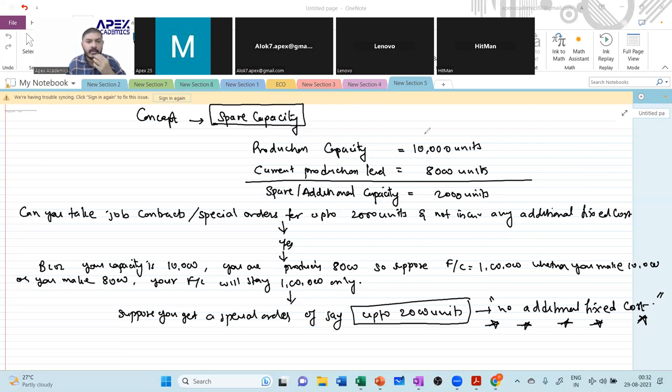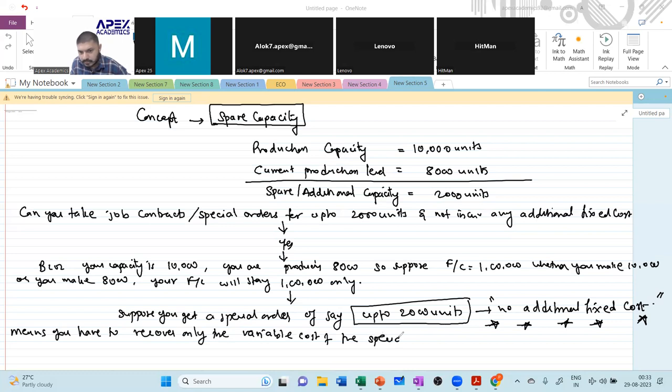Suppose you get a special order of say up to 2000 units. There is no additional fixed cost. It means you have to recover only the variable cost of the special order, and you will still not incur any losses, as the fixed cost is indifferent.